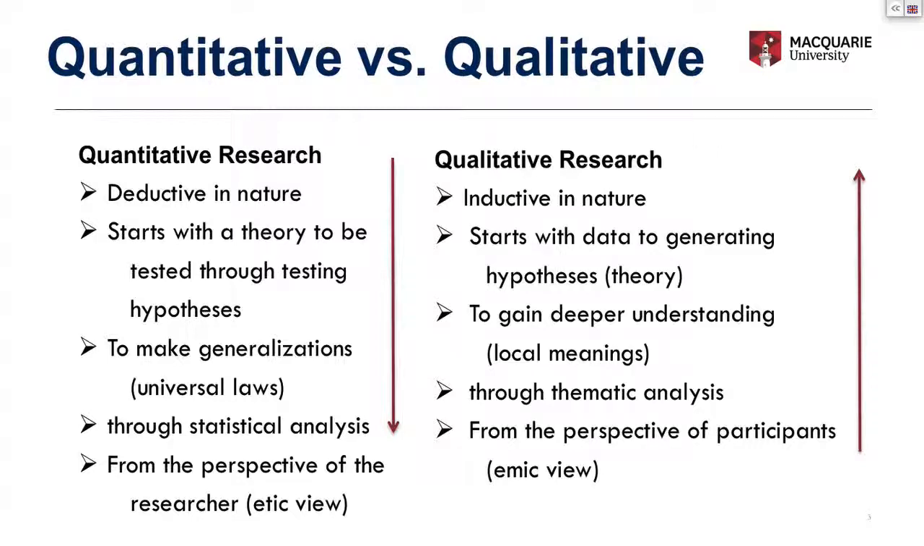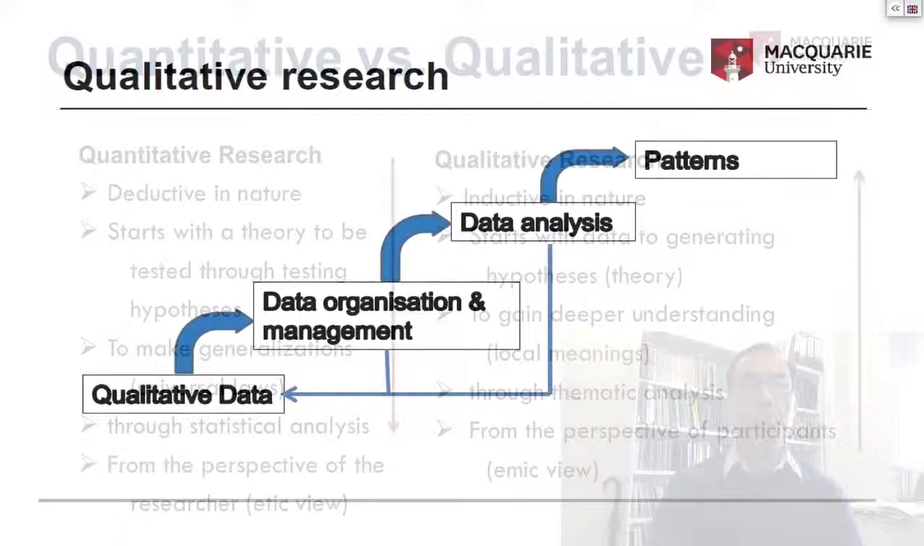The purpose of qualitative methods as compared to quantitative methods is to gain deeper understanding and local meanings rather than seeking universal laws and generalizations. And this is usually done through thematic analysis of the qualitative data. And mostly, the researchers' explanations reflect the perspective of the participants, and therefore the phenomenon under study is explained from the perspective of participants, and therefore the term emic view is used to describe this approach to research.